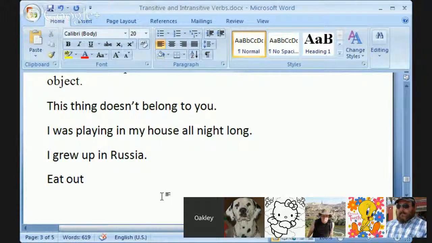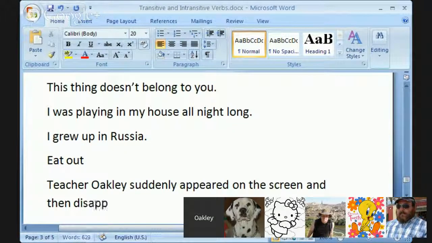Heidi, can you give us a sentence with an intransitive verb? Okay. Teacher Oakley suddenly appeared on the screen and disappeared. Suddenly appeared. And then disappeared? Yeah. Okay, sure. Teacher Oakley suddenly appeared, and then on the screen, and then disappeared.